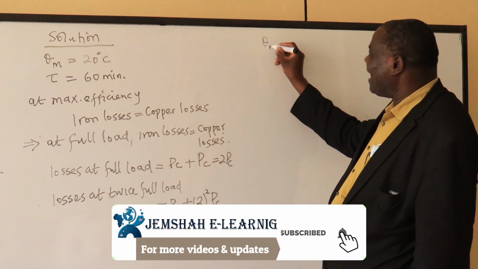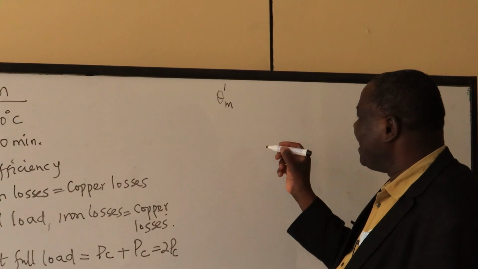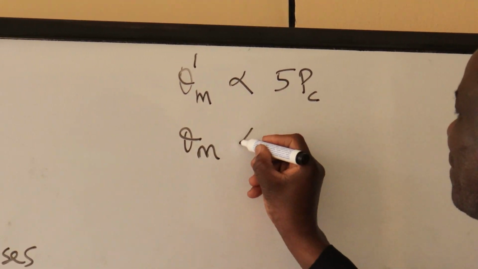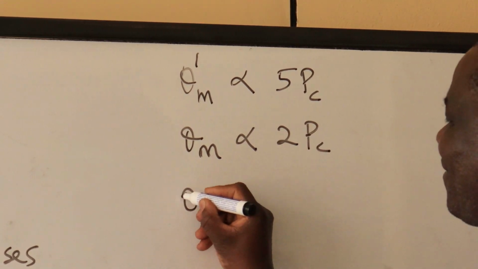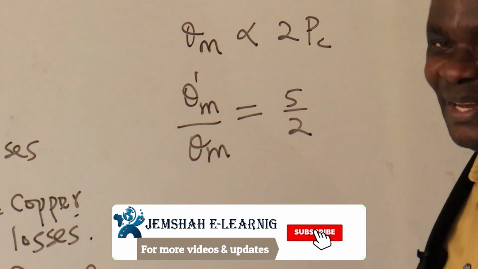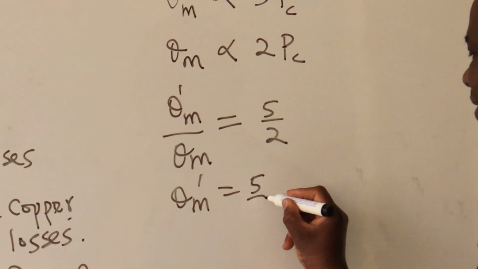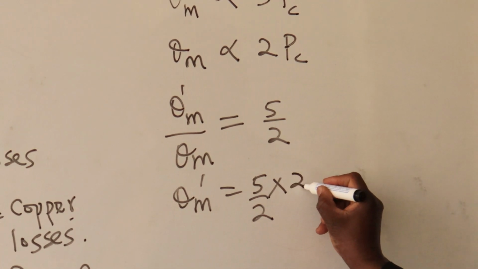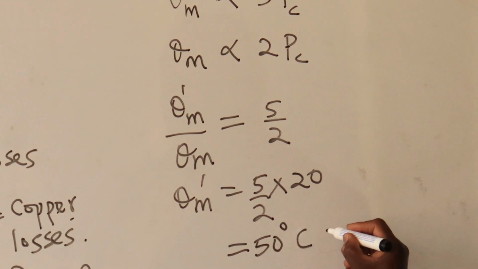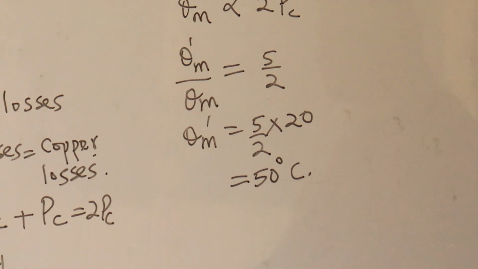So theta M prime, which goes with it, when the motor is worked continuously on twice full load rating, will be proportional to 5 PC. And our theta M will be proportional to 2 PC. Therefore, theta M prime over theta M is equal to 5/2. You see the PCs are cancelling. So our theta M prime will be 5/2 multiplying theta M, and our theta M was 20. So this gives us 50 degrees Celsius.